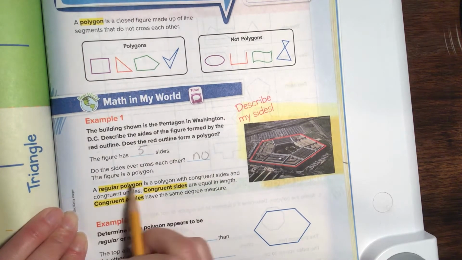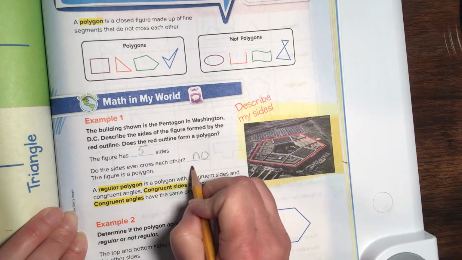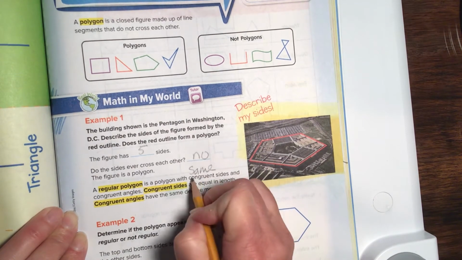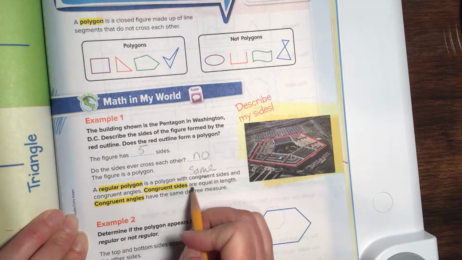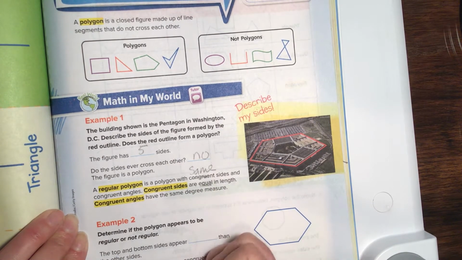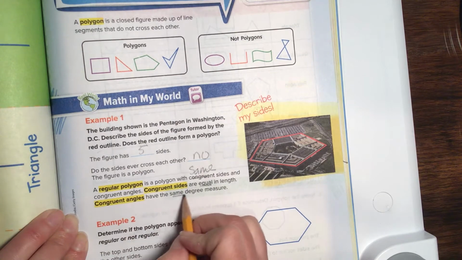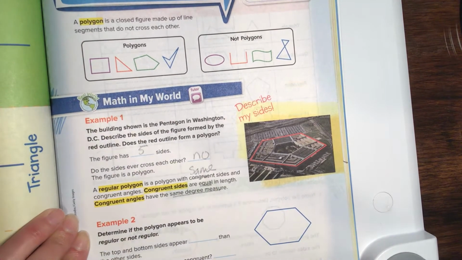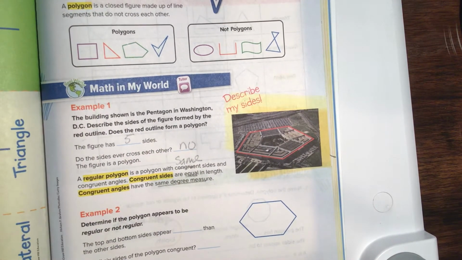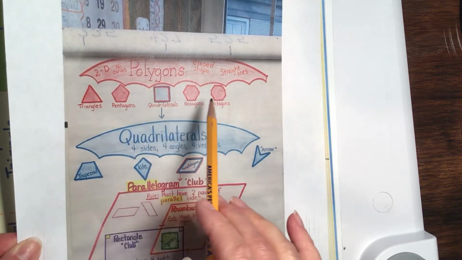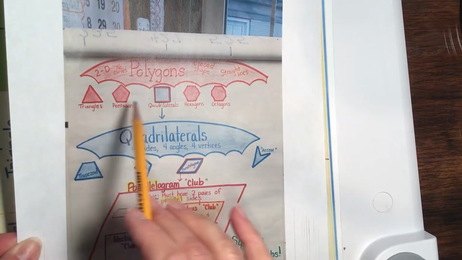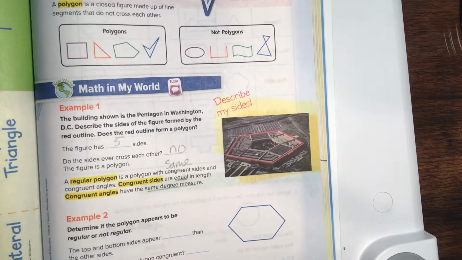A regular polygon is a polygon with congruent sides. Remember, that means same. And congruent angles. That also means same. Congruent sides are equal in length or the same. Congruent angles have the same degree. So regular polygons all have the same angles and sides. As you can see, these are all great examples of polygons.